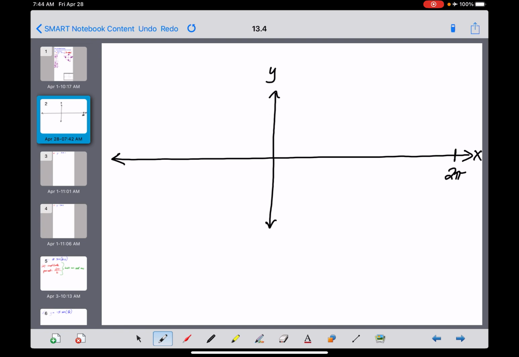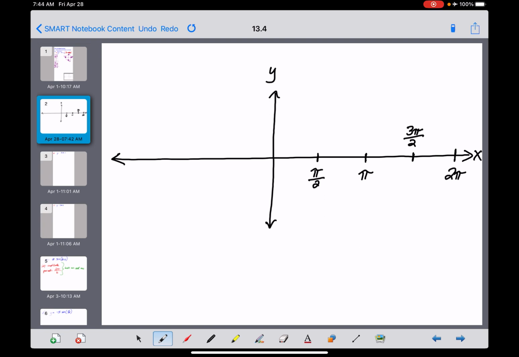So what that means is that halfway between 0 and 2 pi, that's going to be 1 pi. We'll just write that as pi. Halfway between 0 and pi, which is right about here, is going to be pi over 2. Halfway between pi and 2 pi, right there, is going to be 3 pi over 2. And there's a reason I'm writing that up on top. You'll see why a little bit later.